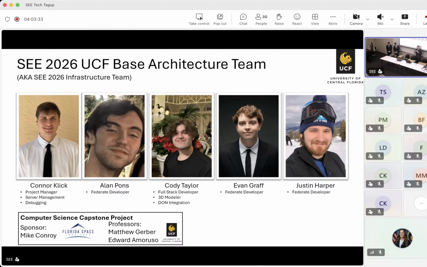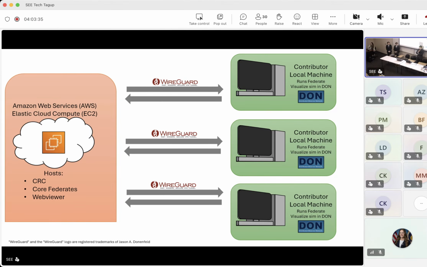Next slide, please. One of the core responsibilities of the infrastructure team is getting a set of core applications hosted on a centralized server in order to ensure that the rest of the federates within the simulation can run and get important information. This requires multiple different local contributor instances running individual federates to connect up to this central cloud-based server, which we do through the WireGuard VPN application.